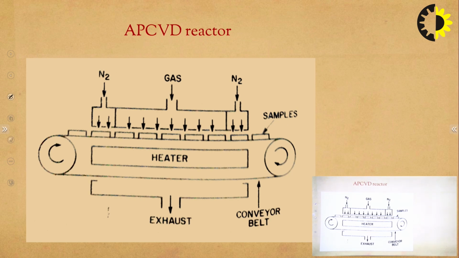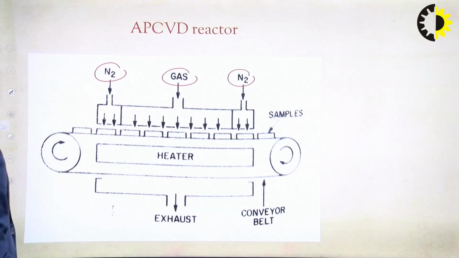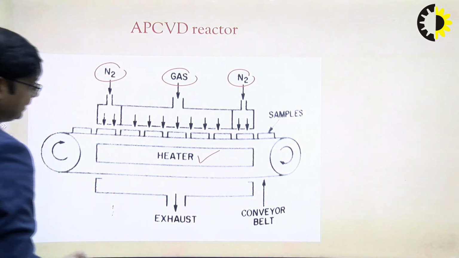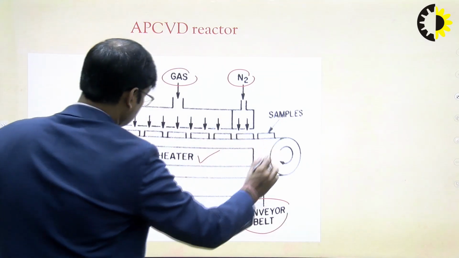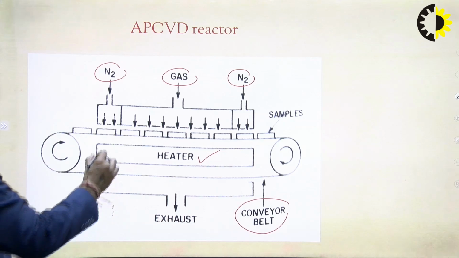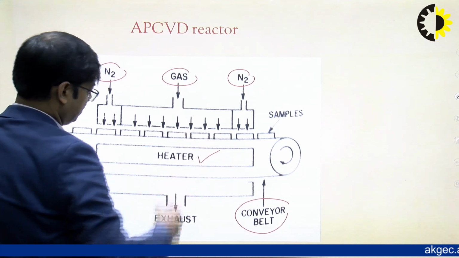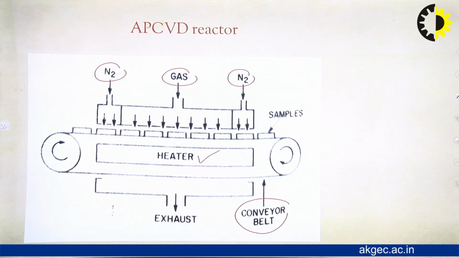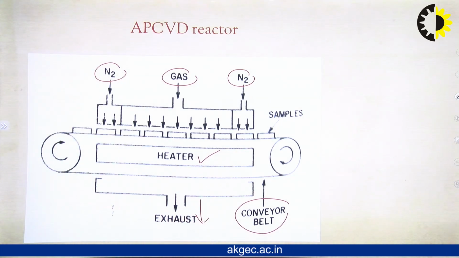This is an example of an atmospheric pressure CVD reactor. Here we can see on the top there is the gas inlet, then there is a heater inside the reactor, and there is a conveyor belt which is used to move the wafers for the proper uniform deposition of silicon dioxide or polysilicon material, and in the bottom there is exhaust. So, this is about the APCVD reactor.